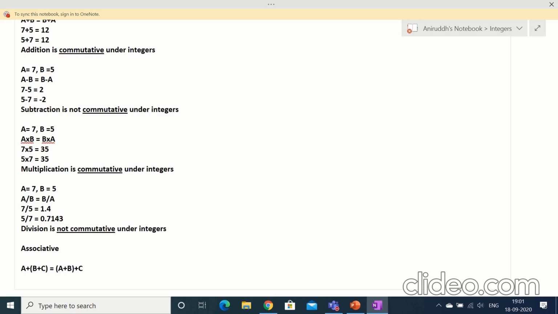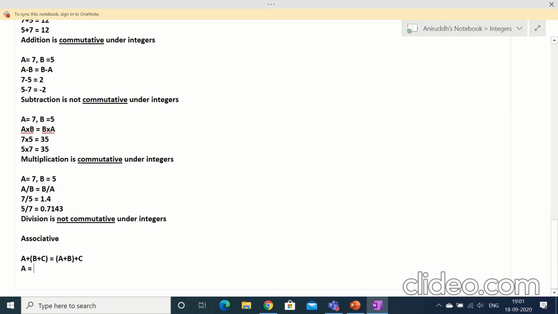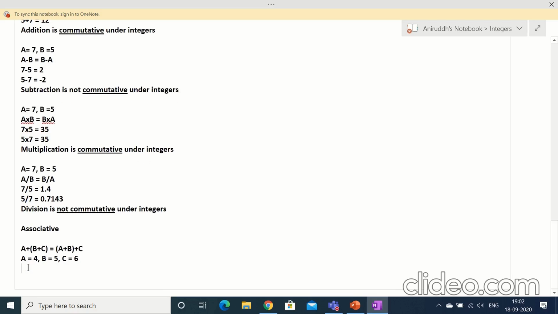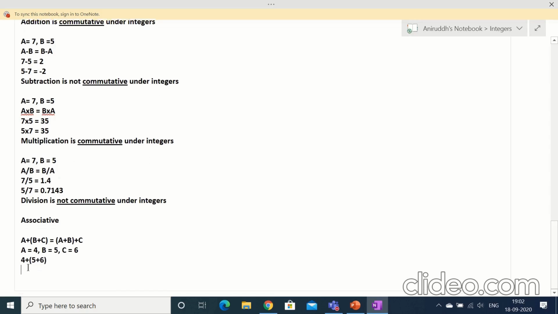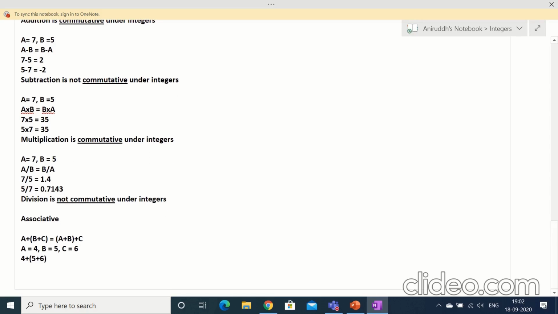So here we have three integers, so let us give them numbers. A will be 4, B will be 5 and C will be 6. So 4 plus (5 plus 6). So in maths we first solve the brackets. So let us solve it. 5 plus 6 is 11. So 4 plus 11 will give you 15 as the answer.